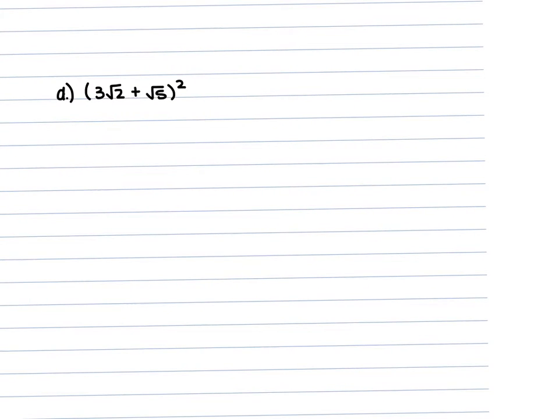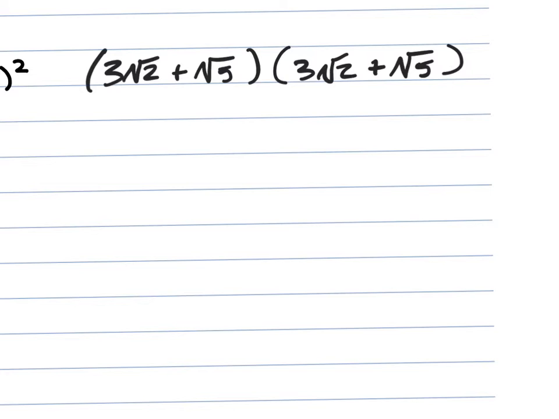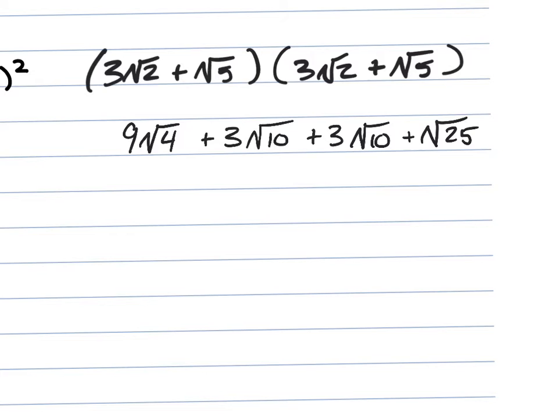All right. Let's do this one. We've got 3 square root of 2 plus the square root of 5 times what? 3 square root of 2 plus square root of 5. Beautiful. Okay, so the first term, it's 9 square root of 4. And then 3 square root of 10 plus 3 square root of 10. That's our outer terms. And then the inner would be 3 square root of 10 plus. And then the last would just be square root of 25. Square root of 25 would just be 5.